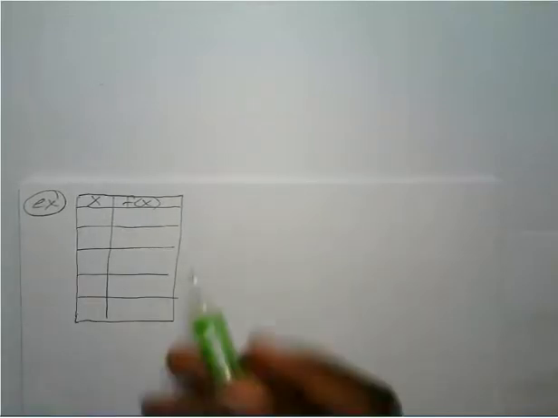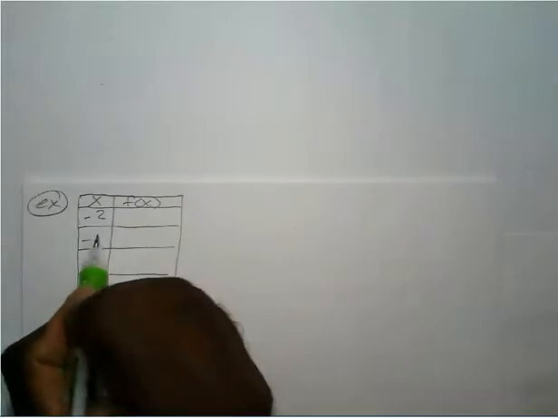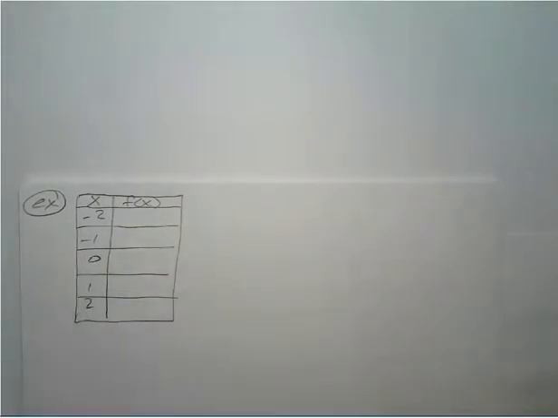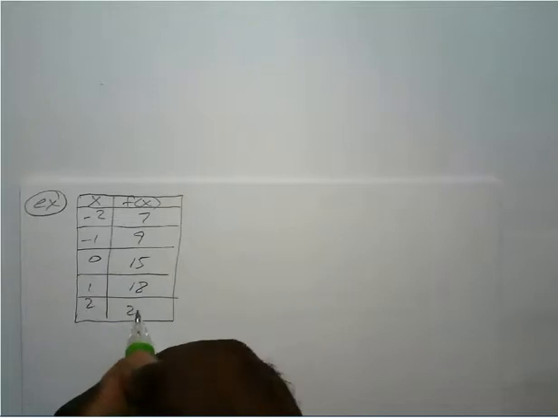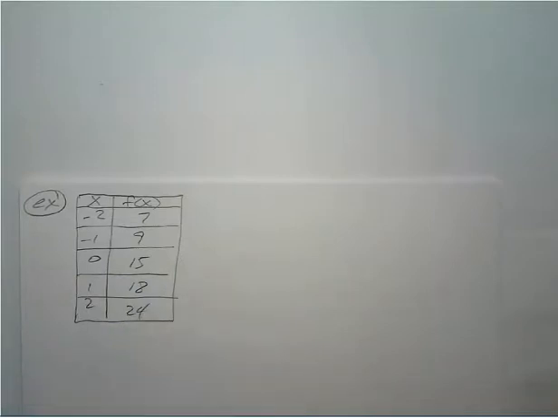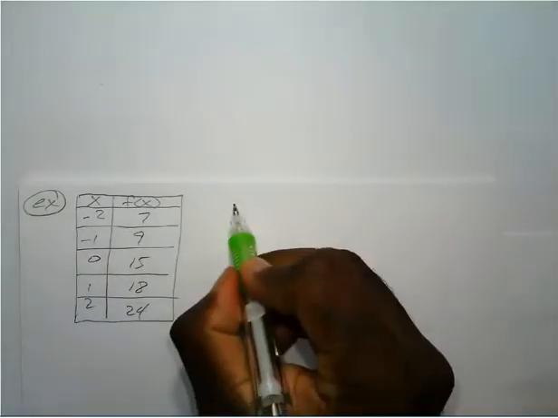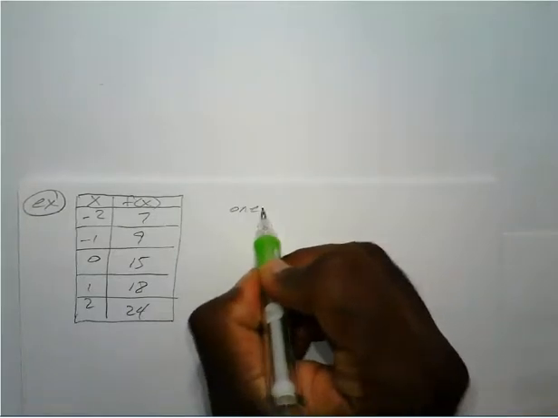Okay, so let's say your x value is -2, -1, 0, 1, and 2. And your f of x values are 7, 9, 15, 18, and 24. All right, now with this one, this is actually a one-to-one function.